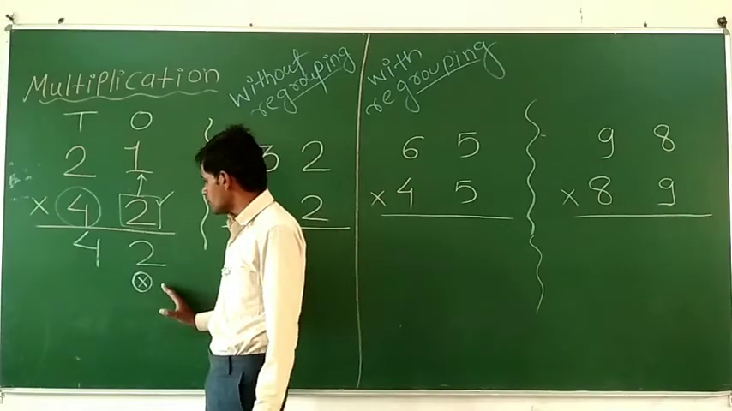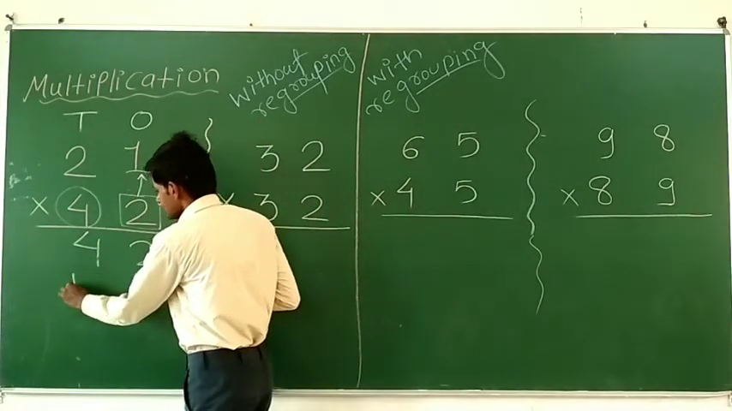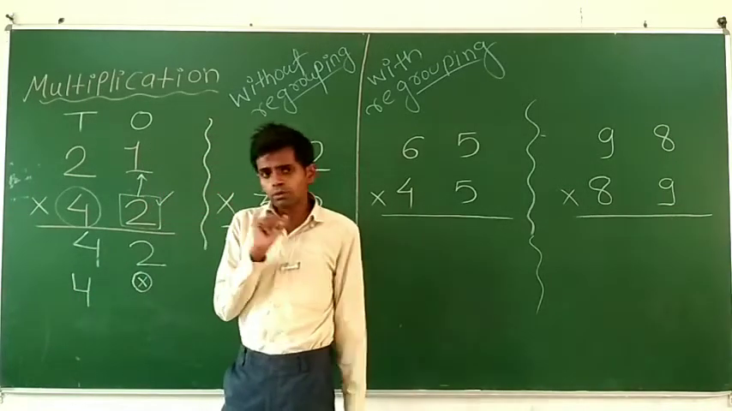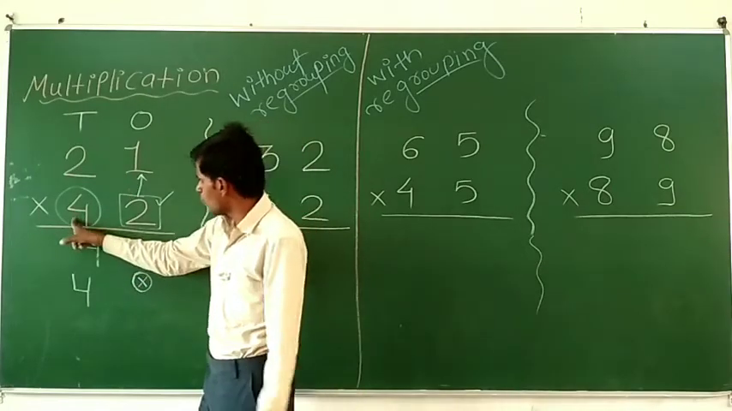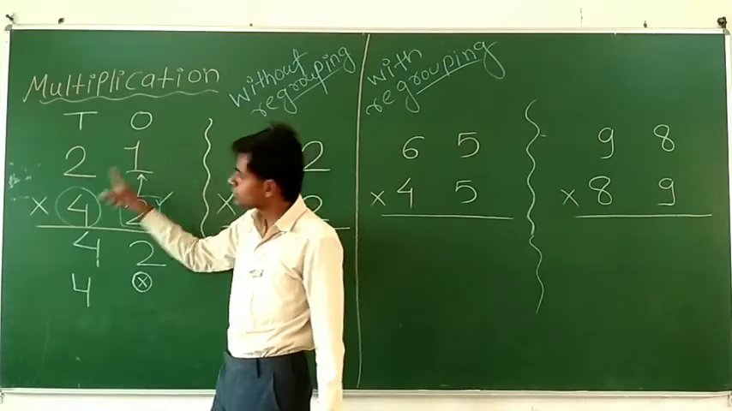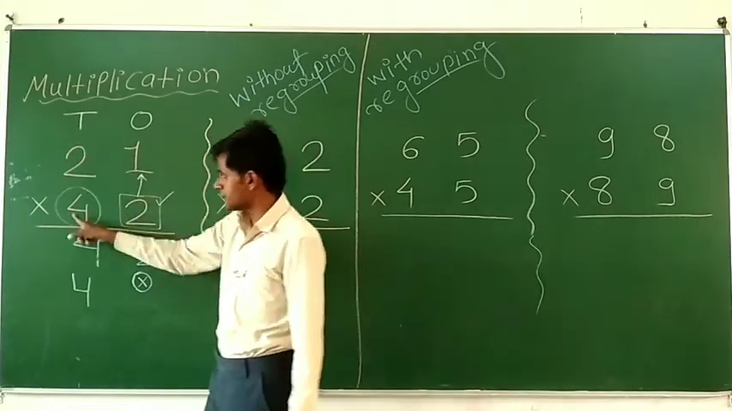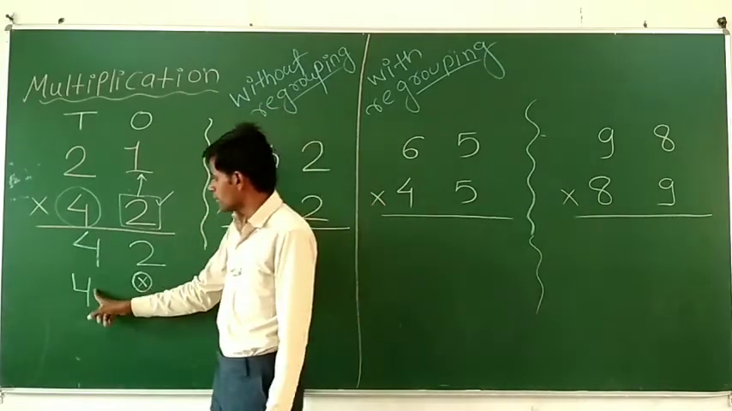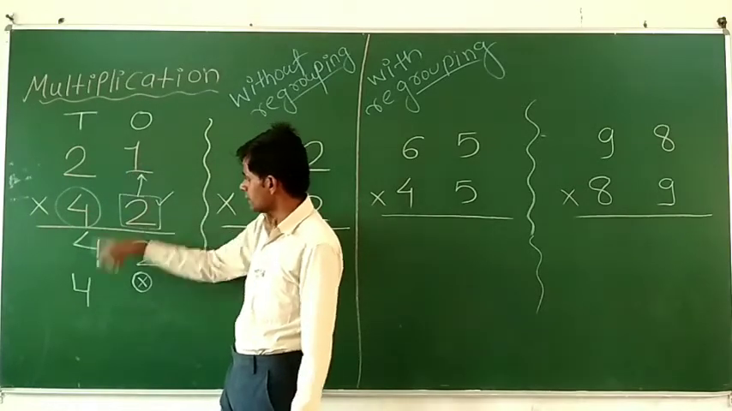Now here we will multiply 4 and 1. 4 ones is 4. Now the question is, why are we writing this 4 at the tens place? Because we are multiplying 4 tens by 1 one. So 4 ones is 4, but the 4 is present on the tens place, that's why it is 4 tens, not only ones. So we will write 4 at the tens place.